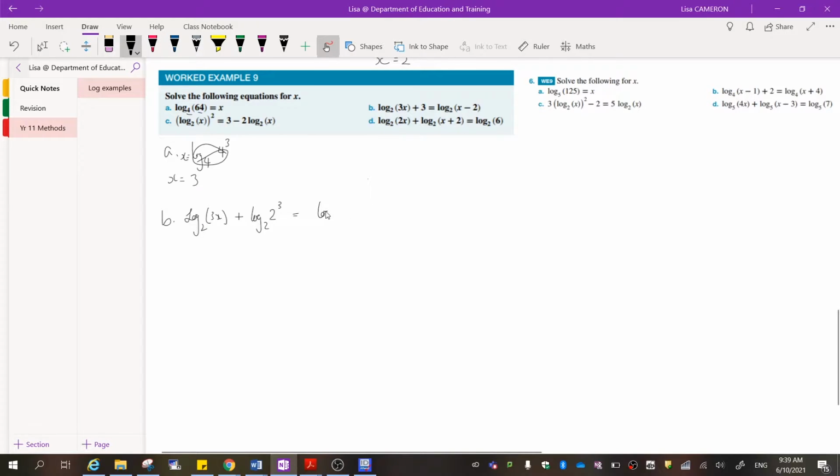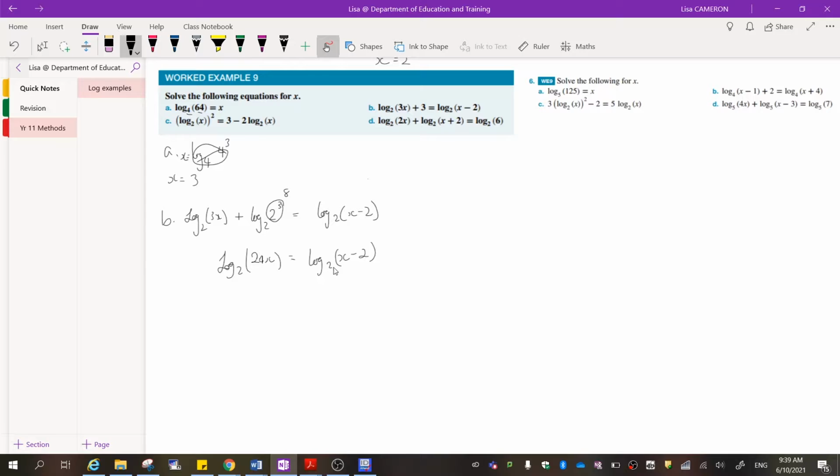Okay, and now I've got log 2 bracket x minus 2. Happy days. Okay, so first thing I'm going to do is I'm going to combine these two by changing this to be 8, because 2 times 2 is 4 times 2 again is 8. I'm going to multiply it by this one. That will combine it into one term. So log 2, 3 times 8 is 24x is equal to log 2 x minus 2.